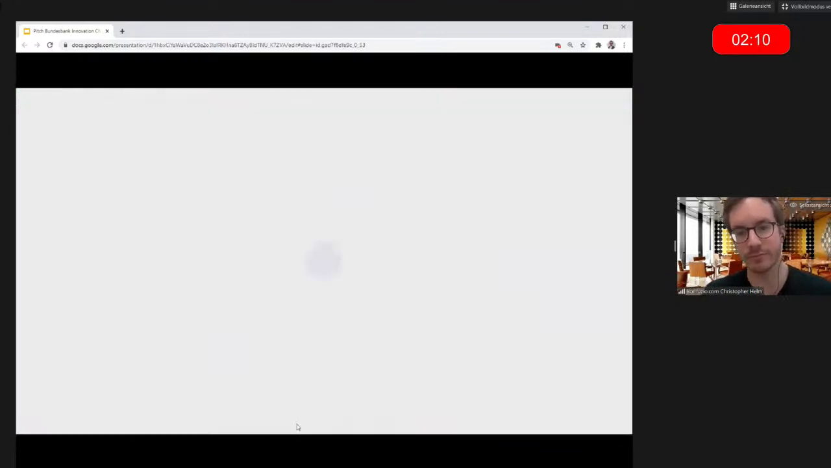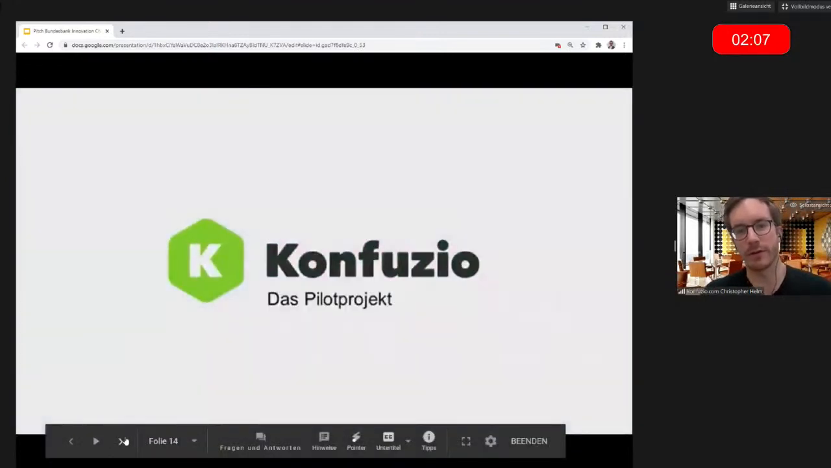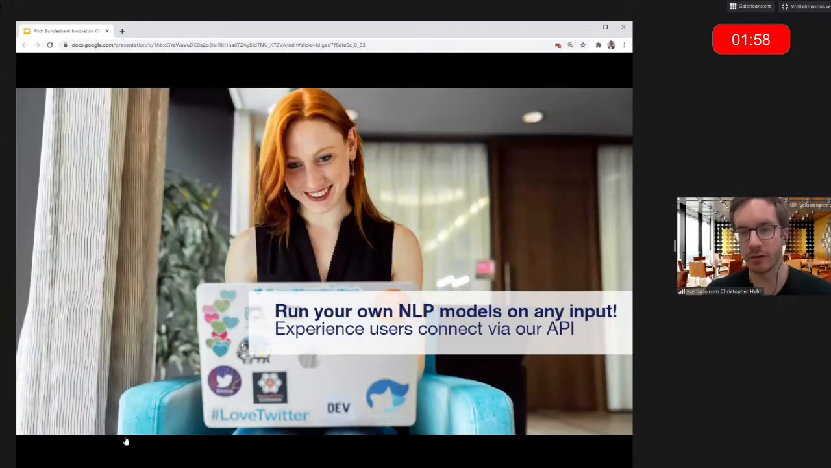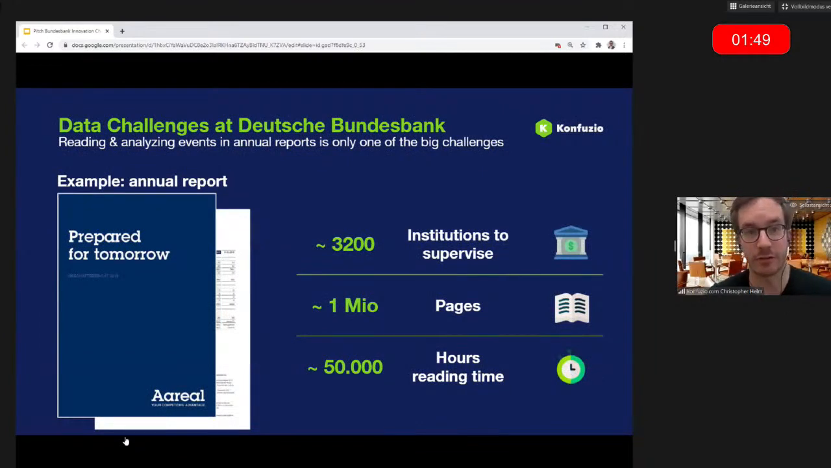We not only provide pre-trained models to business users, who use our application via the browser web end, but also allow data engineers to train and run their own models in our data hub. So we think there are different challenges at Deutsche Bank where we can collaborate and create synergies. For example, reading all manual reports of all 3,200 supervised institutions would take 25 people a full year of reading. We can not only identify major events in annual reports, but also provide background information in a separate summarized text.